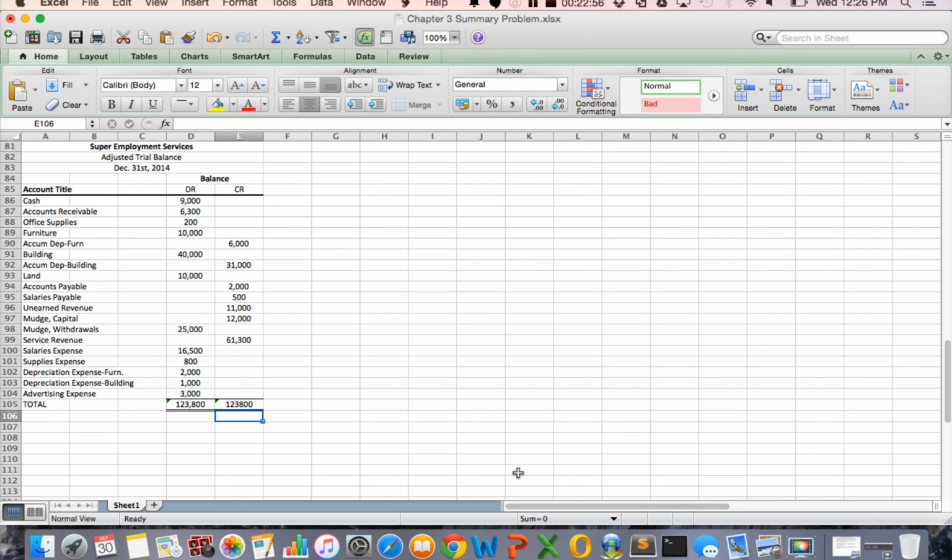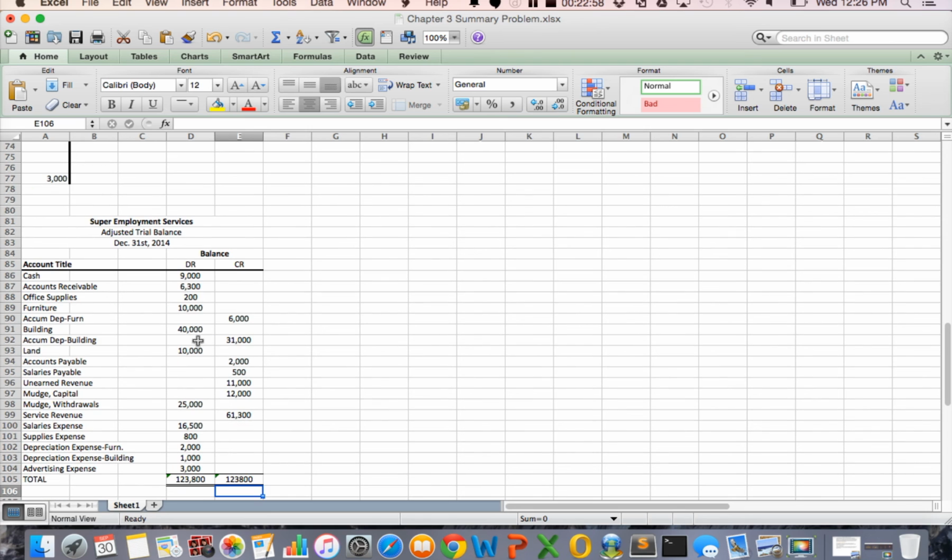So any questions on getting from the T-chart information down to the adjusted trial balance? Should be pretty simple, right? Everybody's going to get 100 on this one?